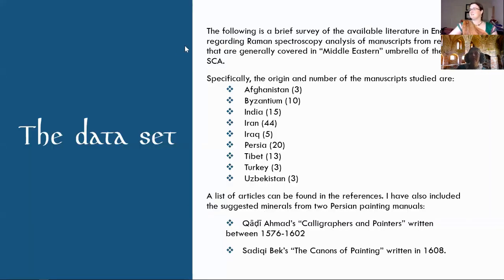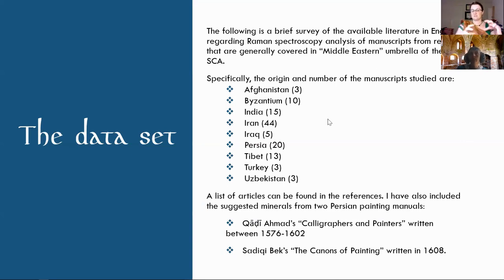All right. So the data set. This class is a brief survey of the available literature in English regarding Raman spectroscopy analysis of manuscripts that are generally found in a very generously defined Middle East. Essentially, anywhere the Islamic Empire was, plus or minus a couple of countries that I thought were interesting. I will make the PowerPoint available for this class afterwards, and the information is also available on my website, which I should have mentioned, and I'll make sure to grab the link for.